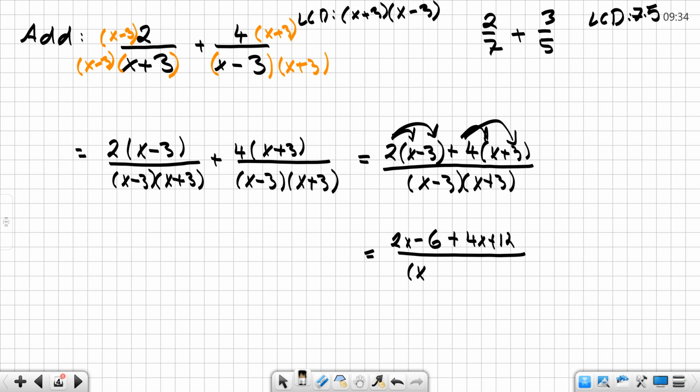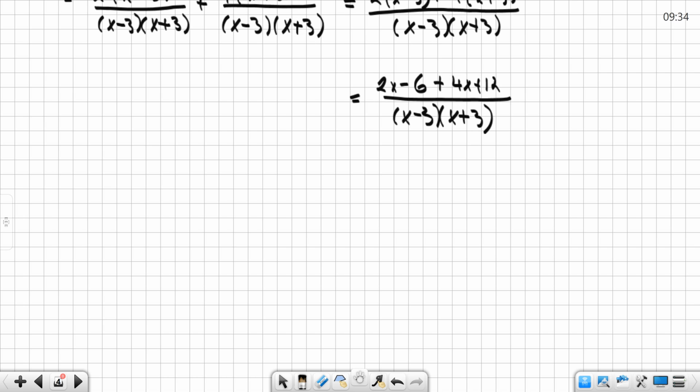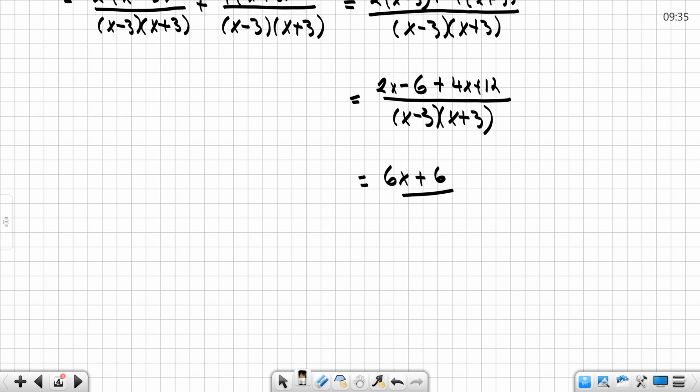Divided by, this is really all mostly just writing down again stuff that makes this look very long, but you always just focus on one thing. And in this case, you just focus on the top. Alright, I'm simplifying by combining like terms. 2x plus 4x, that is going to be 6x. Negative 6 plus 12, that's going to be plus 6. Divided by x minus 3 times x plus 3.